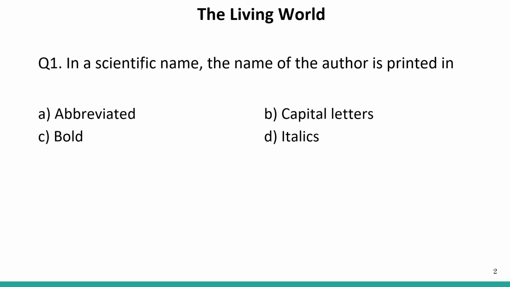So let's start with the first question. Here they are saying, in a scientific name, okay, you can say scientific name, biological name, the name of the author is printed in. First option is abbreviated. Second option is capital letters. Third option is bold. And fourth option is italics.